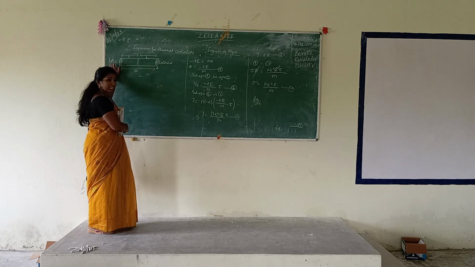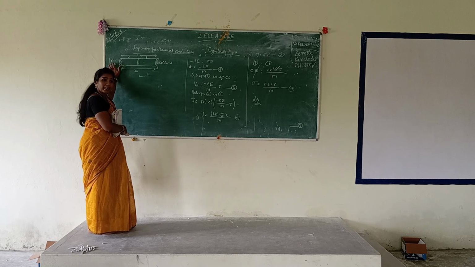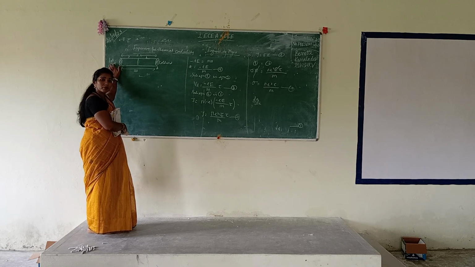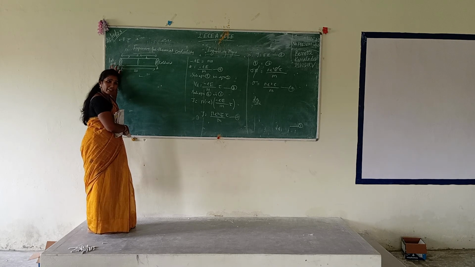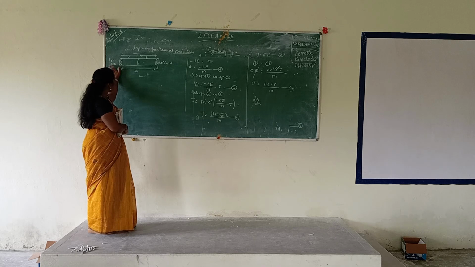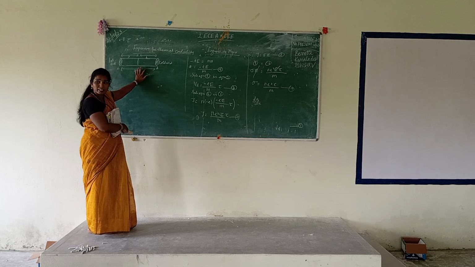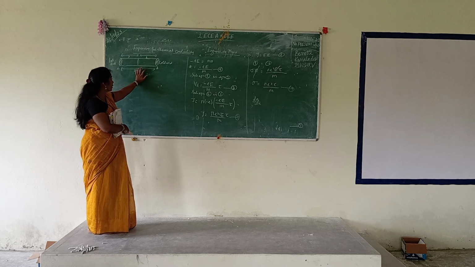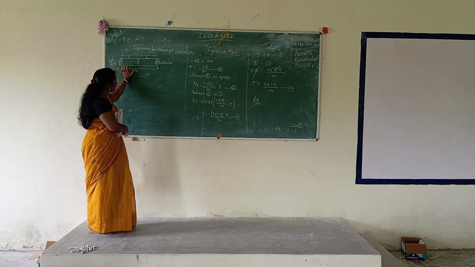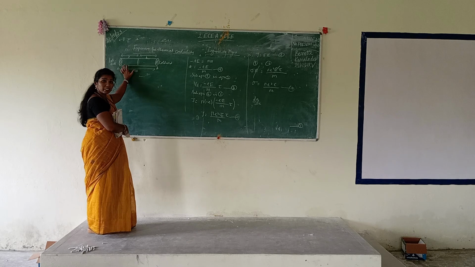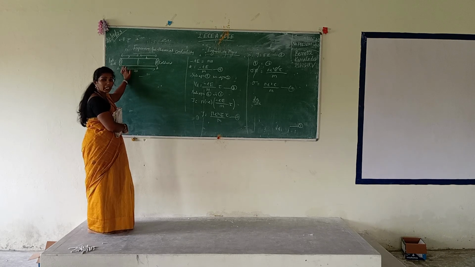Now when we apply some heat energy at the end of A, the heat is more at the end of A. At the end of B, the heat energy is very less. So the end A is the hot end, and the end B we call the cold end. The distance between the starting point A to B, we call it 2 lambda.